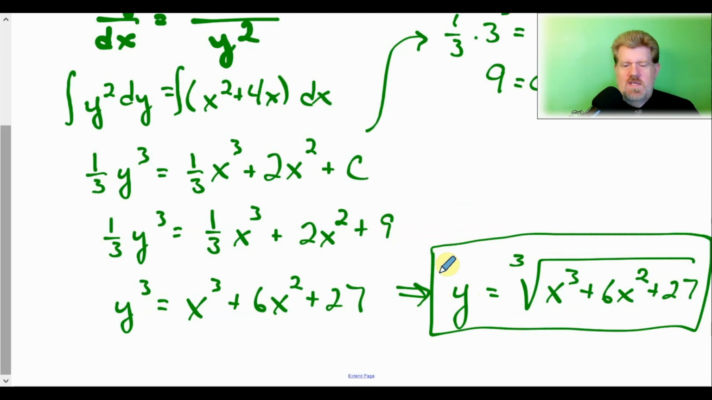All right. That's our separable differential equation. Remember, they got to be multiplied together to be separated. You separate them, integrate them, solve for y.